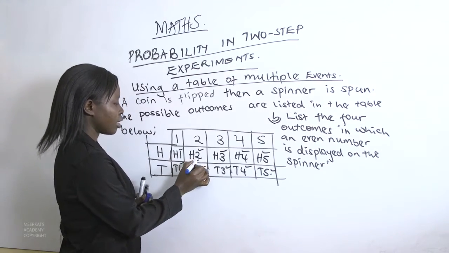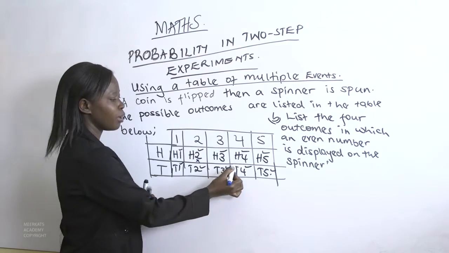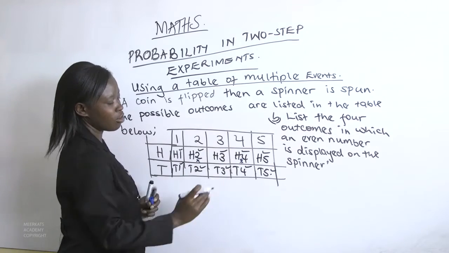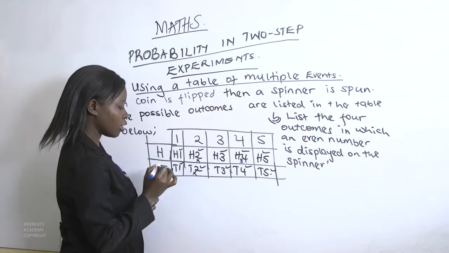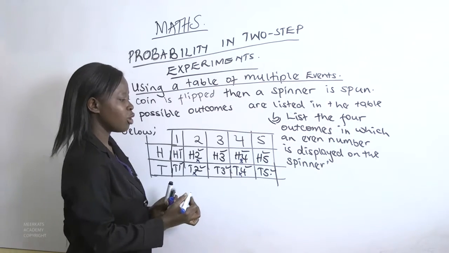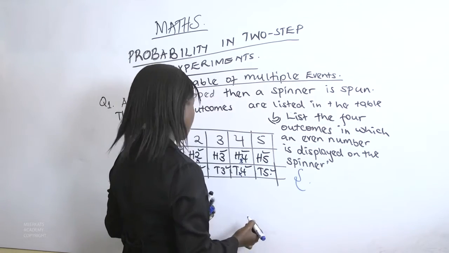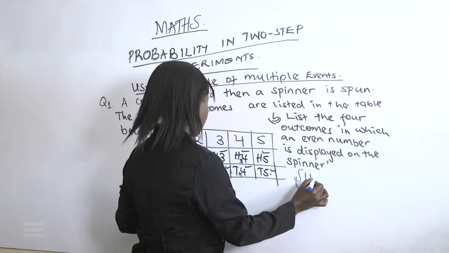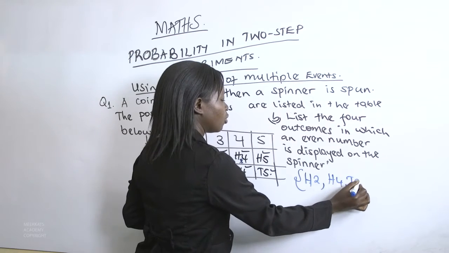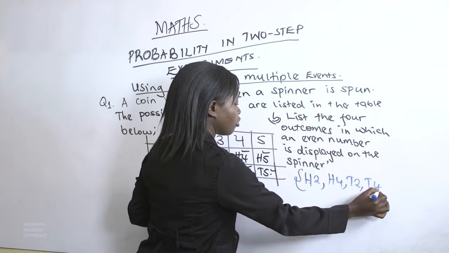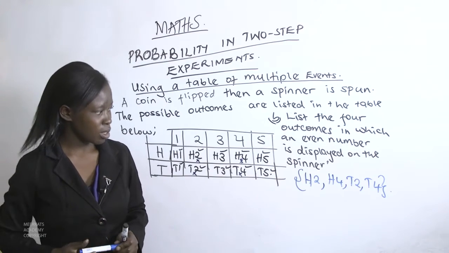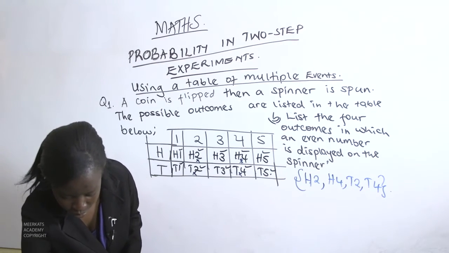So in this case, the even numbers displayed are: head and 2 has an even number. We have head and 4, which has an even number. 1, 3, and 5 are odd numbers. Moving to the tail, we have tail and 2, then tail and 4. So listing the outcomes that have even numbers, we have H2, H4, T2, and T4. These are the outcomes that have even numbers being displayed on the spinner.